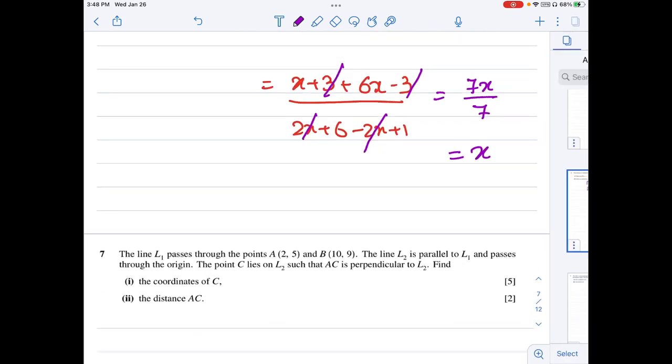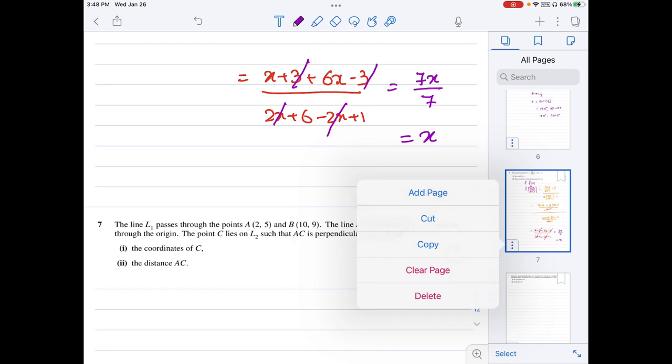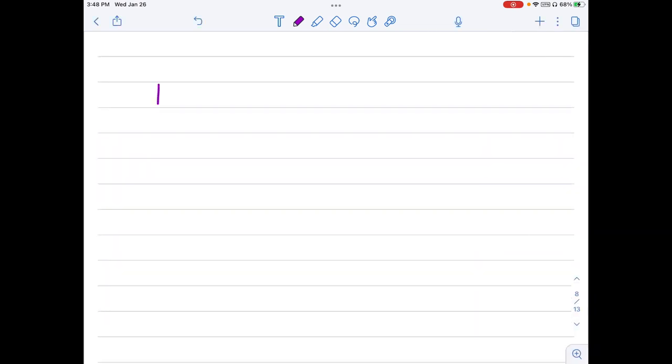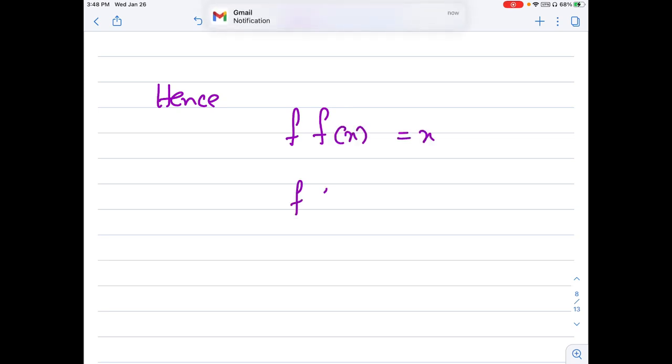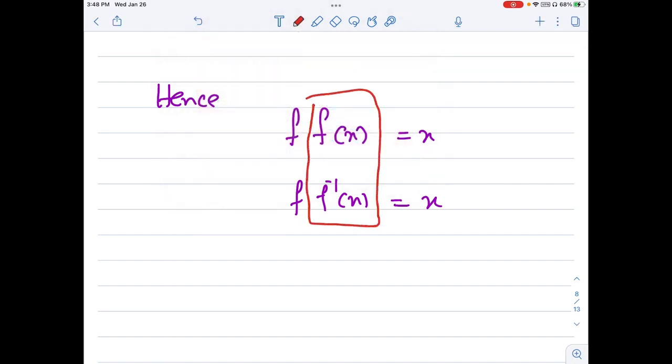So hence or otherwise, it has been given. So we use it on hence. We came to know that f of x is equal to x. We also know that f of f inverse of x is also equal to x, because f and f inverse will get cancelled. So from here we can see that f of x and f inverse of x are the same. So f inverse of x will be equal to nothing but what? F of x itself, which is x plus 3 upon 2x minus 1.